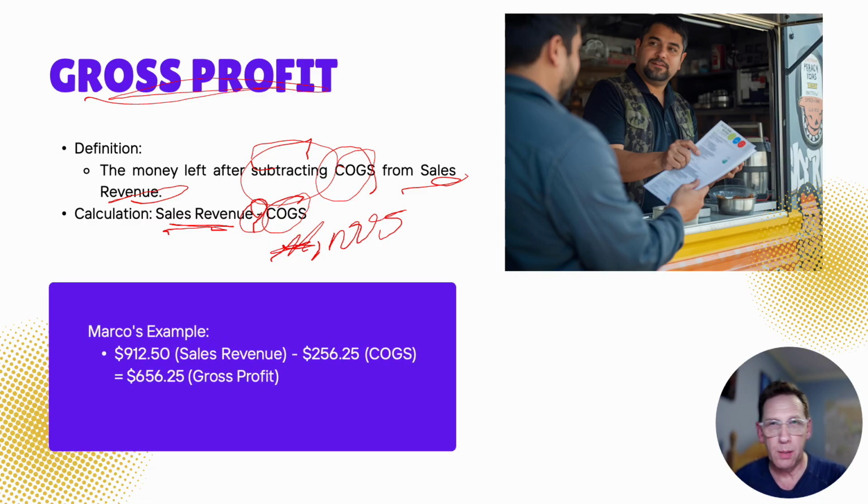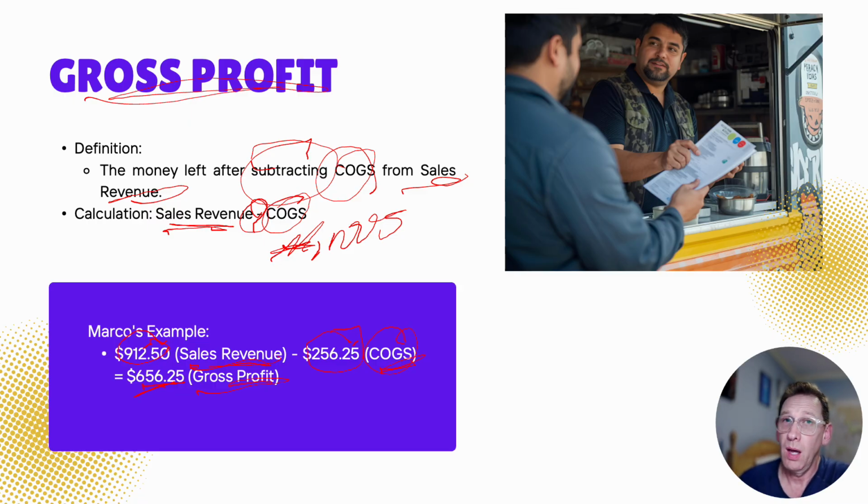So here we're talking about Marco's Taco Shop or Taco Truck, right? So we know that his sales revenue was $912.50. Great. But it cost him $256.25. That's his COGS. Remember COGS, cost of goods sold. So his actual gross profit was $656.25.